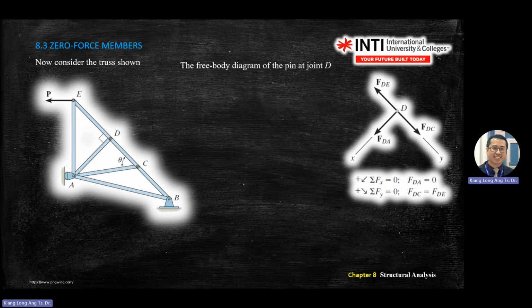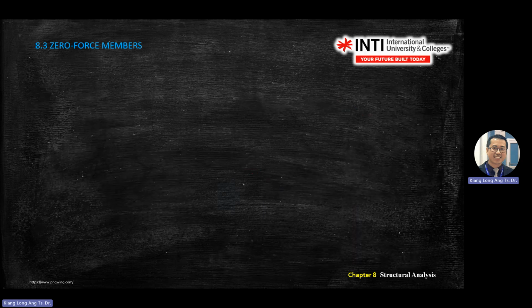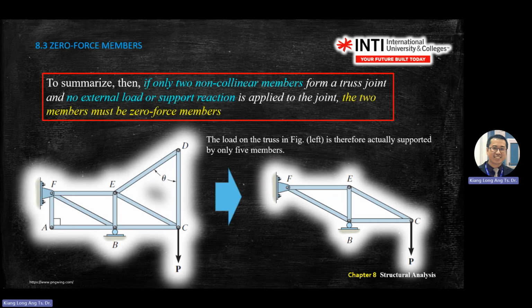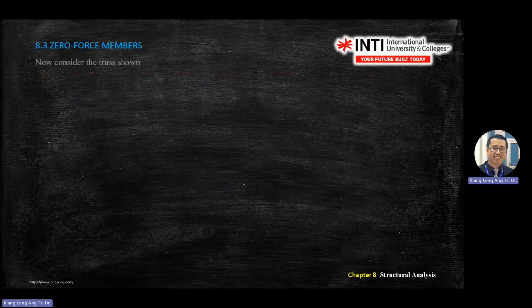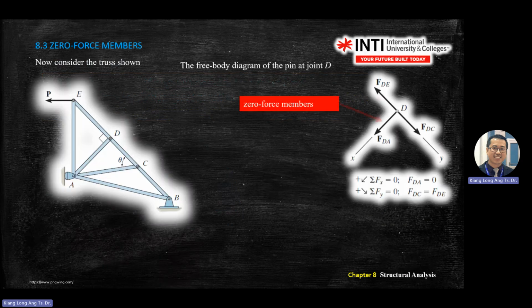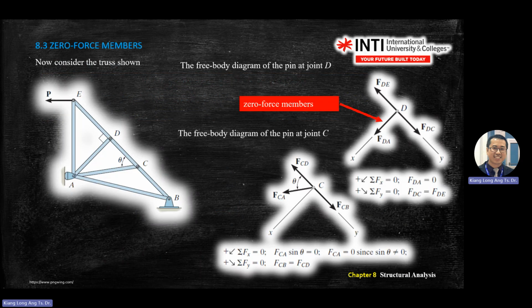Just now, with the previous one, how you know it is a zero force member is because you don't have a reaction, right? And you already have two members. Now, what is the number of members in this example? How many members do you have? Three. What happened to the other two? What happened to the other two, and then you give another member as a zero force member?